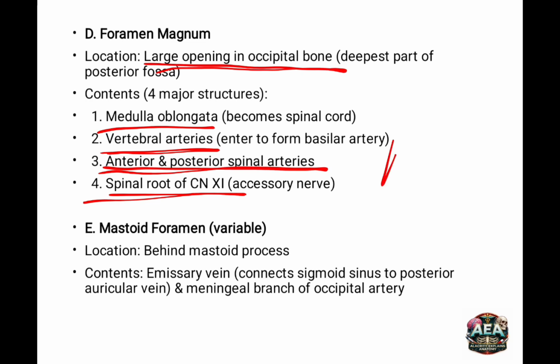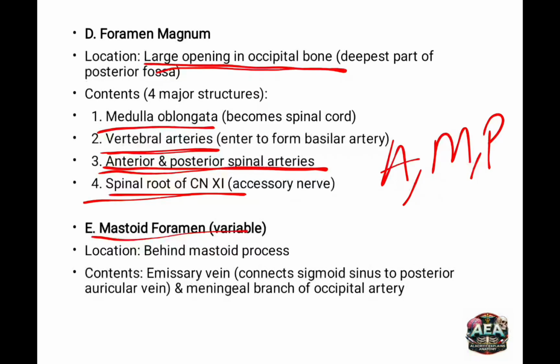They are also divided into anterior, middle, and posterior. Somebody should drop in the comment section, whoever knows it should drop in the comment section, the distribution of the contents of the foramen magnum into anterior, middle, and posterior. I will be marking in the comment section.